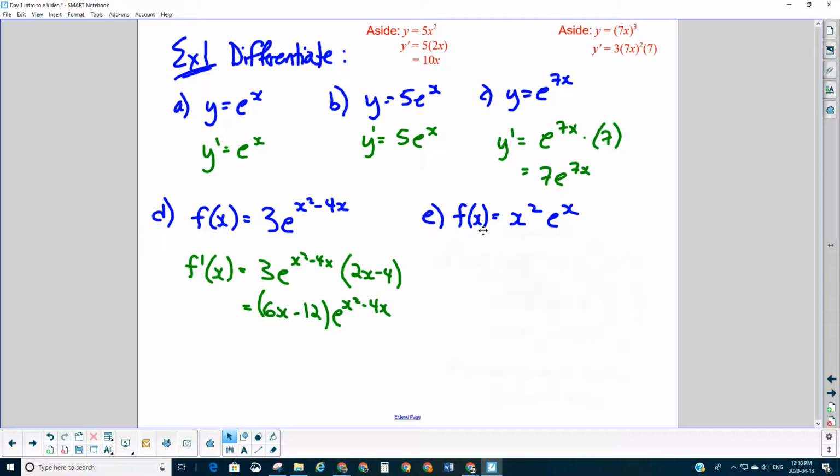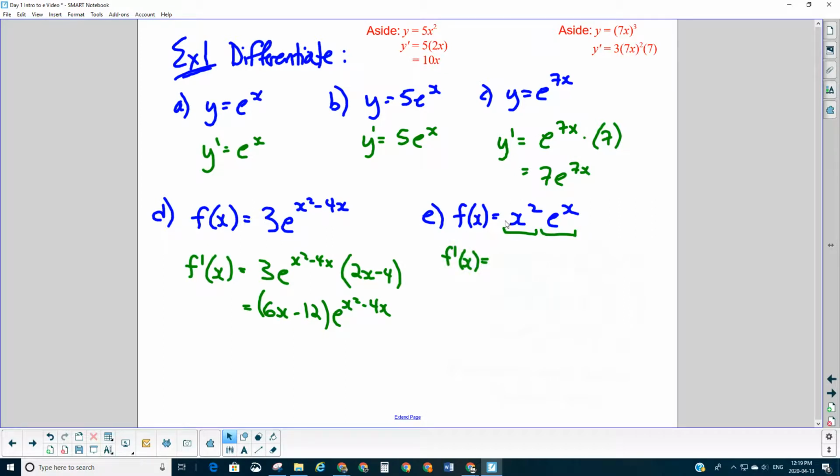Okay, let's move on to e. And you've got actually two functions here. You have a quadratic, x squared, and an exponential, e to the x. And we should remember, if we are taking the product of functions, we need to use the product rule. So the first function is x squared, and the second function is e to the x. So when we differentiate it, we need to use the product rule.